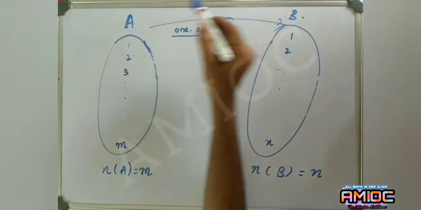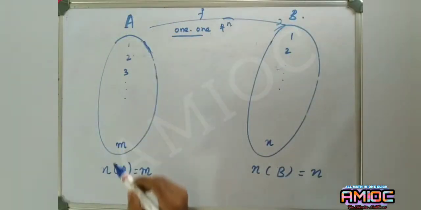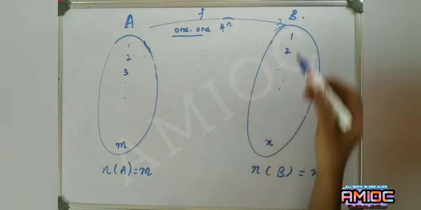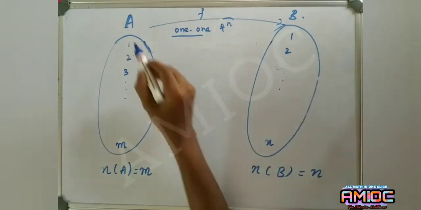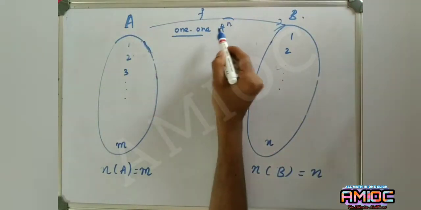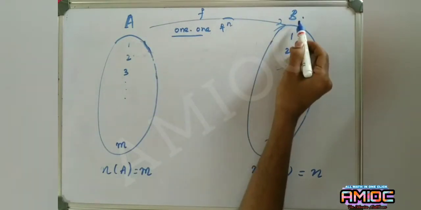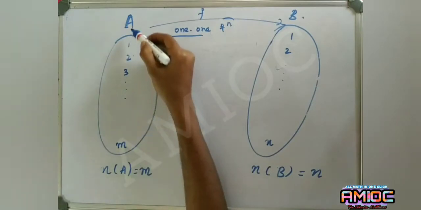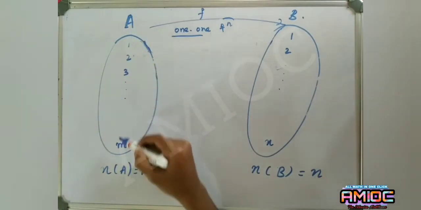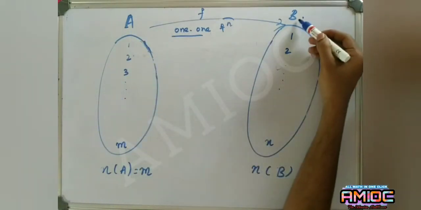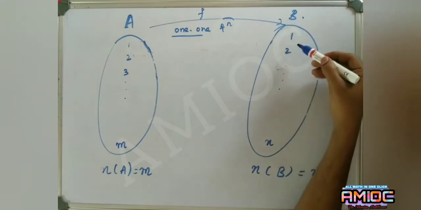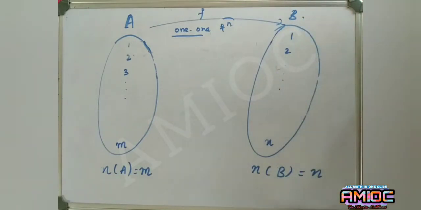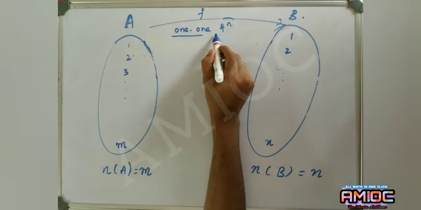We are given two sets A and B, A having the number of elements m and B having the number of elements n. We have to find the number of 1-1 functions from A to B. I am listing the elements of A as 1, 2, 3, up to m, and the elements of B as 1, 2, up to n. What do we mean by a function?